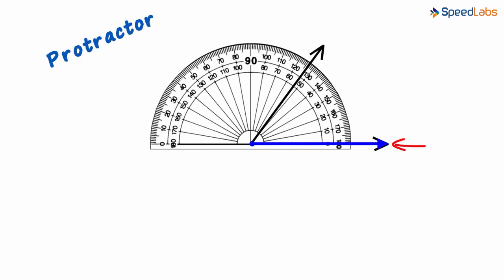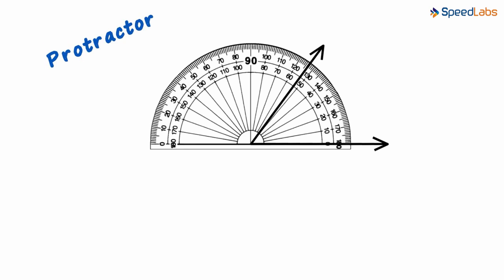This arm will be like our initial arm, which is the zero angle, and this arm will be the terminal arm, which tells us the angle measure. We can see that it measures slightly more than 50 degrees, somewhere close to 53 degrees. That's how simple it is to measure an angle with a protractor.